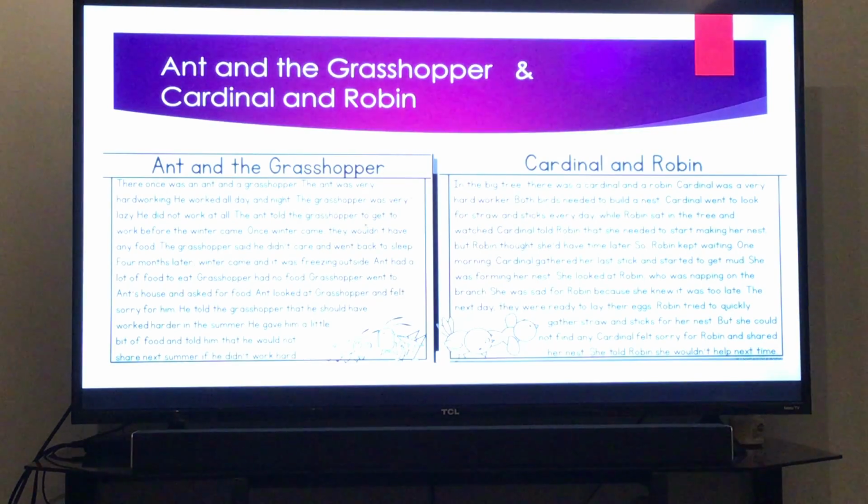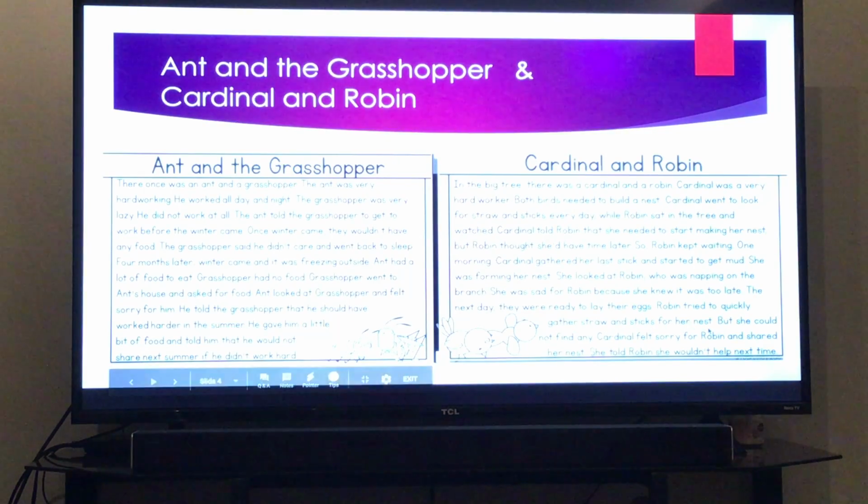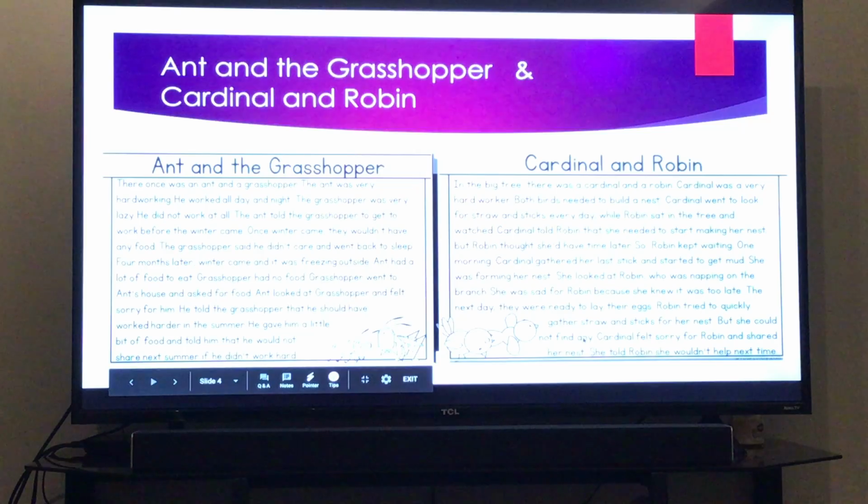In Cardinal and Robin, it says, Cardinal went to look for straw and sticks every day. Robin kept waiting. Then, when it was time for them to build their nests, Robin was napping on a branch. When they were ready to lay their eggs, Robin tried to quickly gather straw and sticks for her nest, but she could not find any. She waited too long.